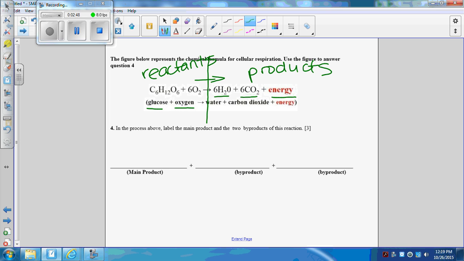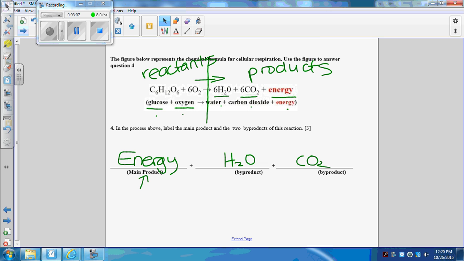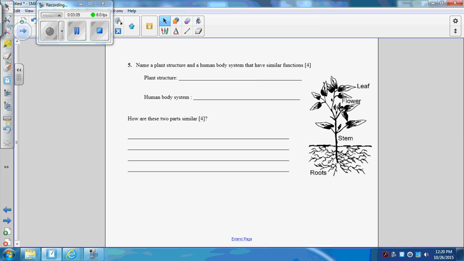So what would the main product be? Well, what's the whole point? Every cell in my body needs nutrients and oxygen for energy. That's the main purpose. The main product is energy. The byproducts, the extra, are H2O and CO2, carbon dioxide and water. These are the byproducts, and that's the main product. All right, let's go to the last part.